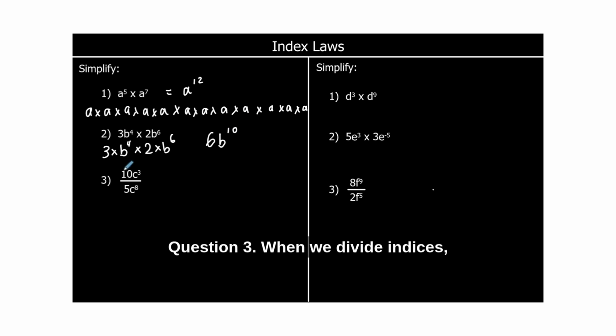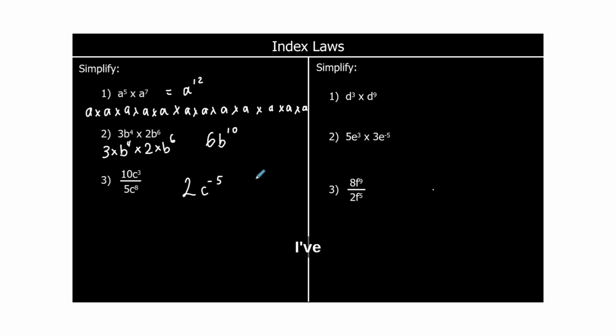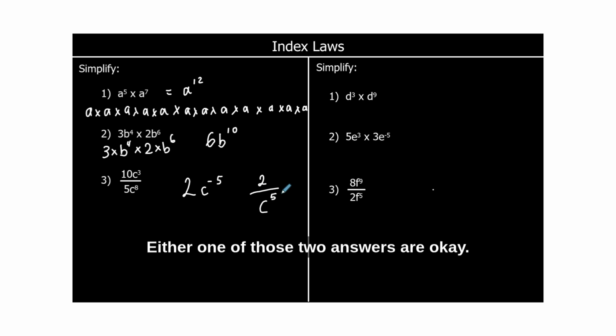Question 3, when we divide indices, we take away the powers. So again, we can divide our numbers. 10 divided by 5 is 2. And c to the power of 3 divided by c to the power of 8 is c to the power of negative 5. 3 take away 8 is negative 5. I've got 2c to the power of negative 5. That can also be written as 2 divided by c to the power of 5. Either one of those two answers is okay.